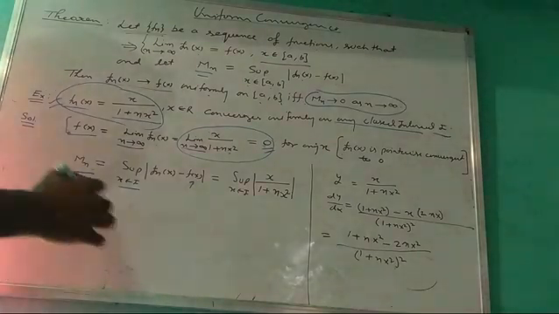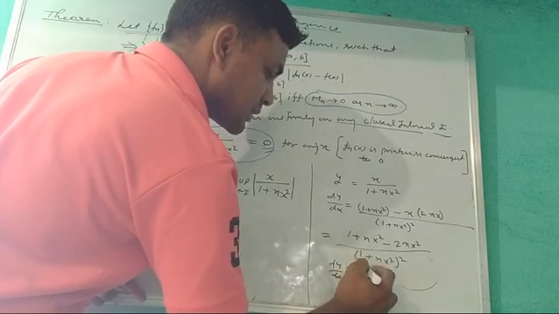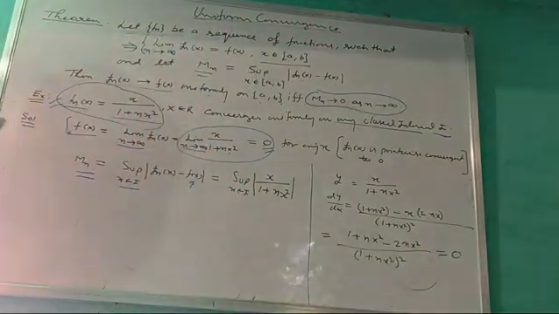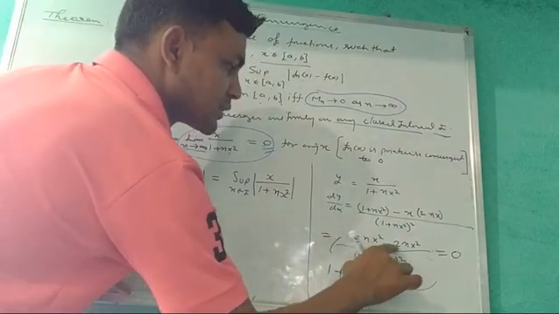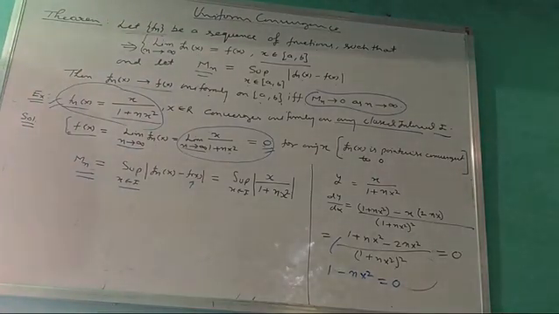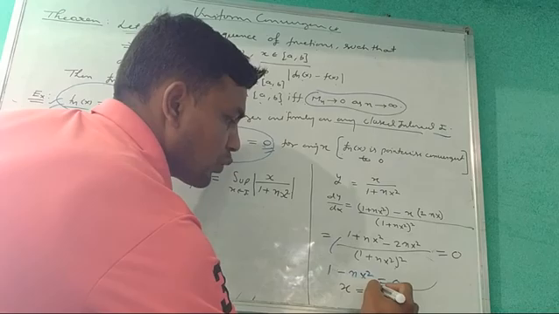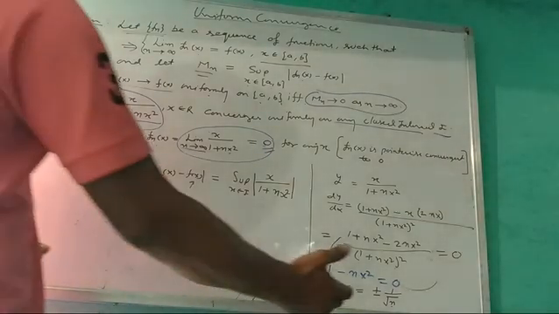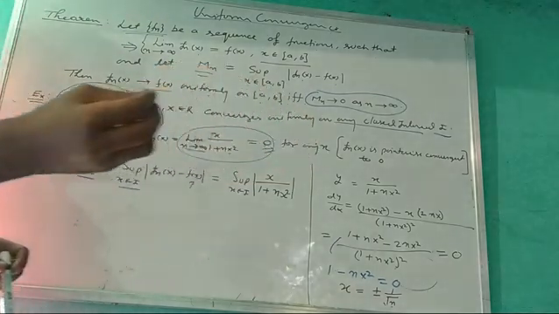We know about the maxima and minima. For finding the maxima and minima, always dy upon dx equals 0. When you take this equal to 0, then the numerator is equal to 0: 1 plus n x square minus 2n x square, which is 1 minus n x square, equal to 0. Right? The value of x: n x square equals 1, so x equals plus or minus 1 upon root n. This is the value of x. It means at x equal to plus or minus 1 upon root n, this function has a maximum value.